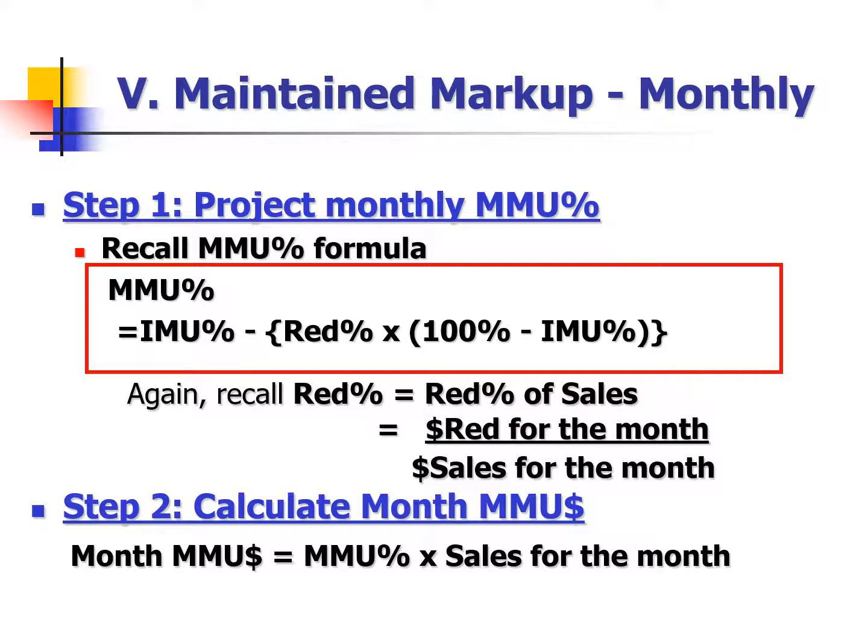From there, once we have the MMU percent calculated, then we can plan the MMU in dollars by multiplying the MMU percent by the net sales for the month. Because MMU percent, maintain markup percent, is percent of sales, you can calculate the MMU dollar by multiplying the percent by sales. Okay, so we know the sales plan for the month, and we have MMU percent plan for the month, then we can easily estimate what would be our maintain markup dollars for that month too.